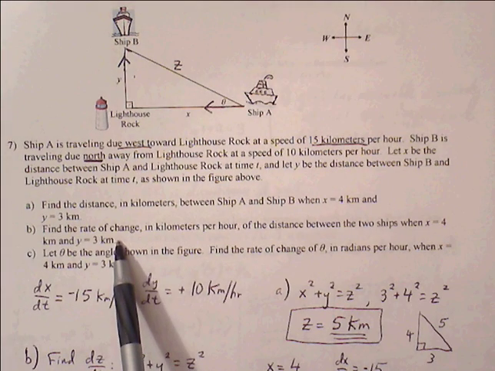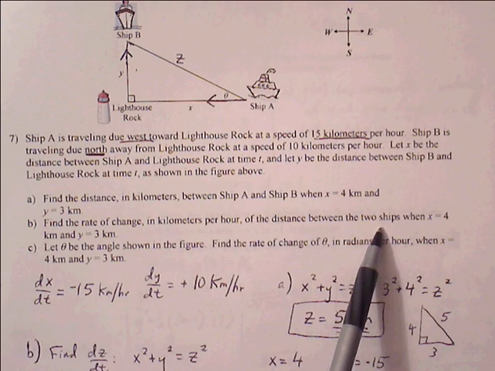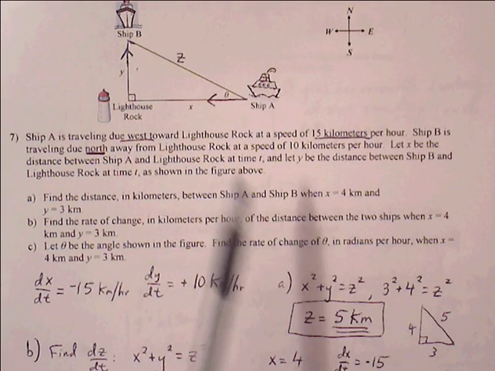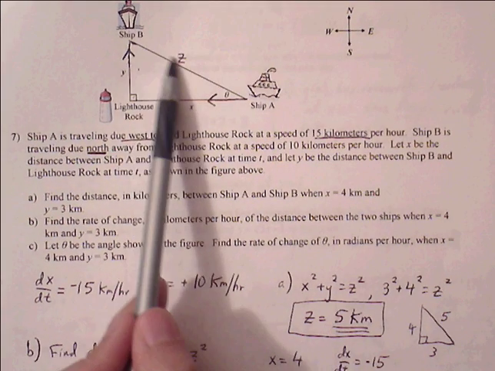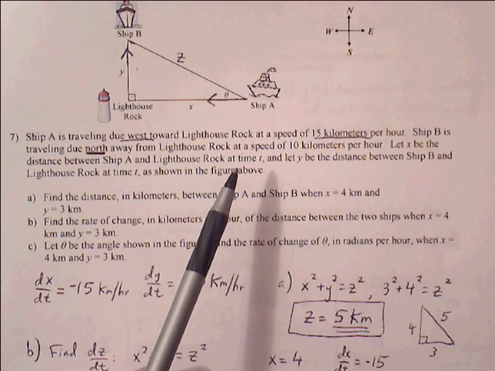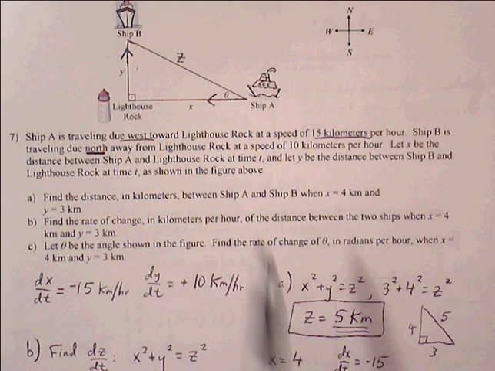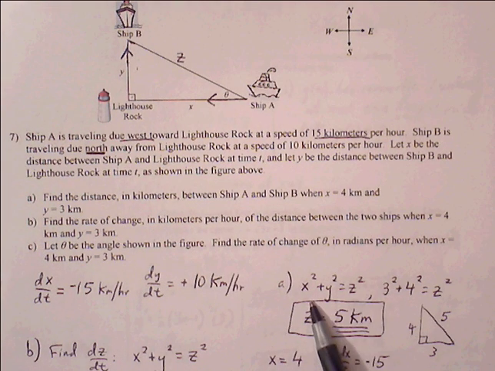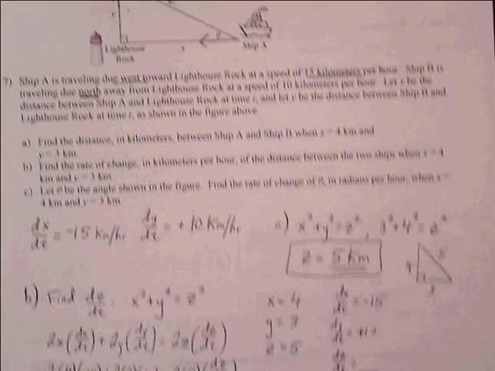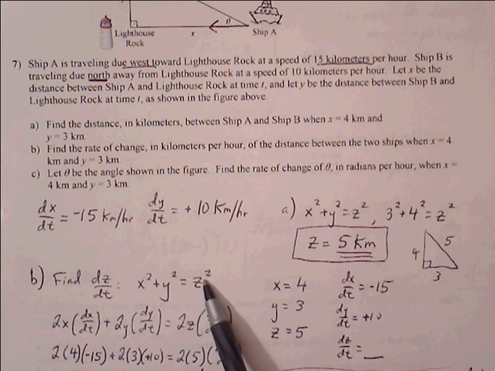Part B says find the rate of change of the distance between the two ships when x equals 4. So we're trying to find dz dt, right? Trying to figure out the rate of change of the distance between ships A and B. So we're going to rely on the Pythagorean theorem. X squared plus y squared equals z squared, and we're trying to locate dz dt. So we need to find the derivative using related rates.